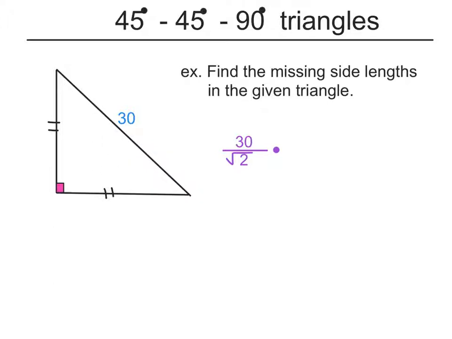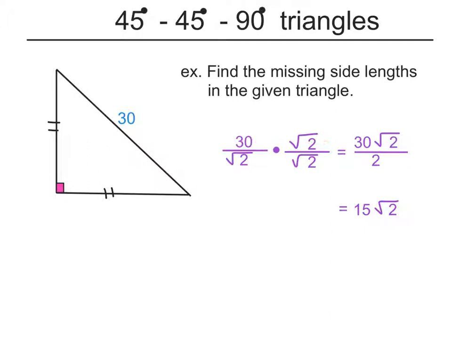But let's talk about the algebra 1 here. I can't leave my answer with a square root in the denominator. So the way I get rid of the square root in the denominator is I have to rationalize the denominator. Going back to algebra 1, to rationalize the denominator on this fraction, I need to multiply by root 2 over root 2. Remember, the equivalent of this is 1. So I'm not changing its value, I'm just changing the form in which it's written.